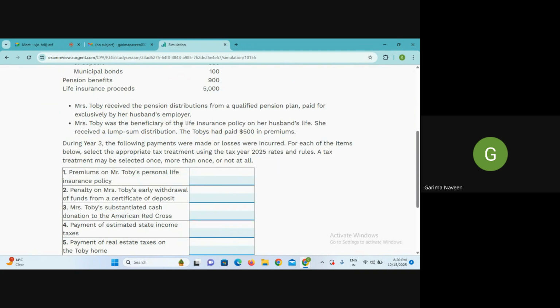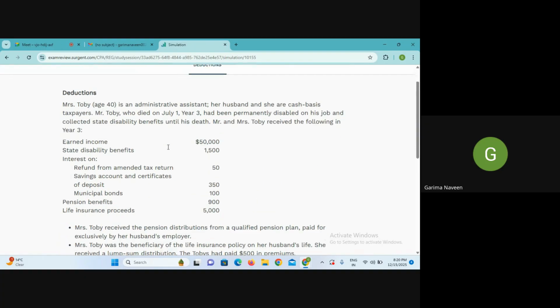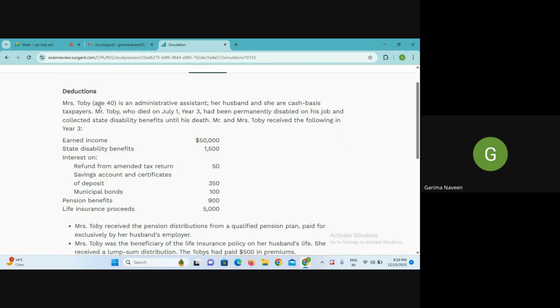Okay, so this is our simulation for today. This is related to some deductions. Mrs. Toby, a 14-year-old taxpayer, is an administrative assistant. Her husband and she are cash basis taxpayers.